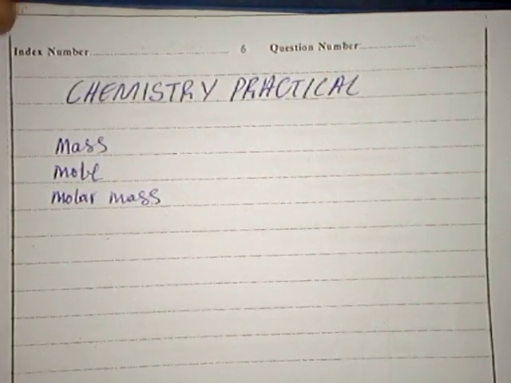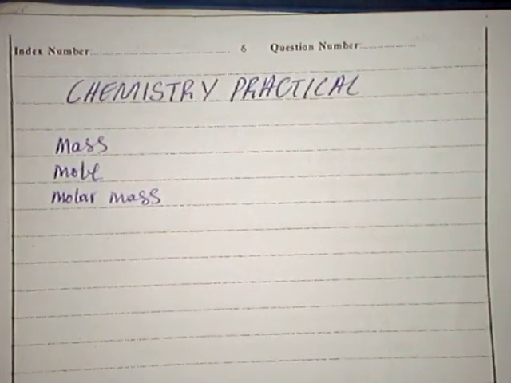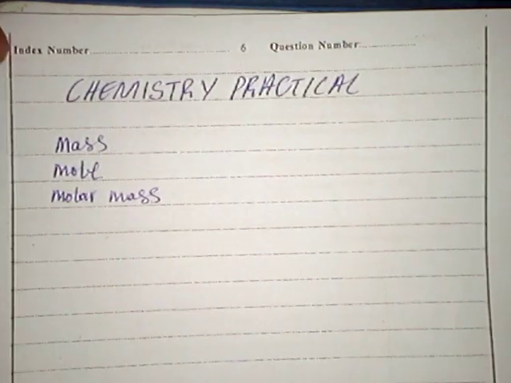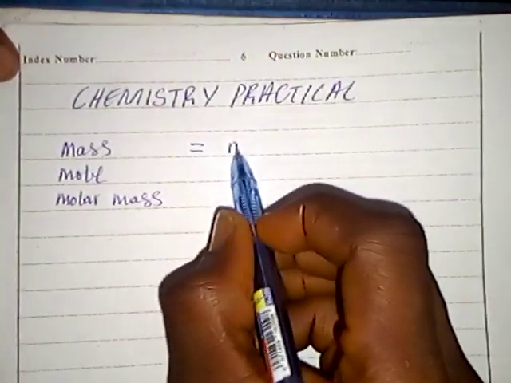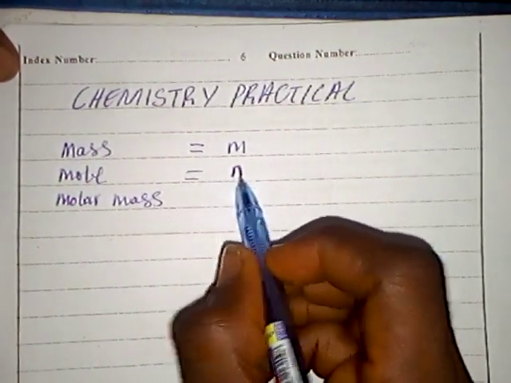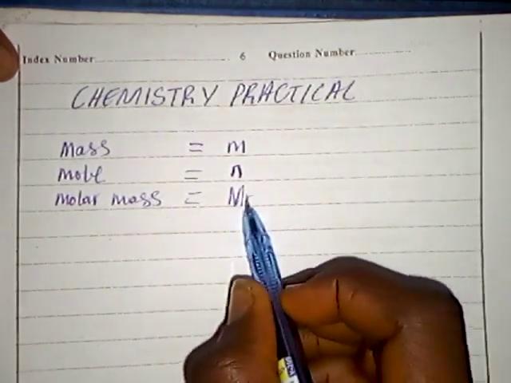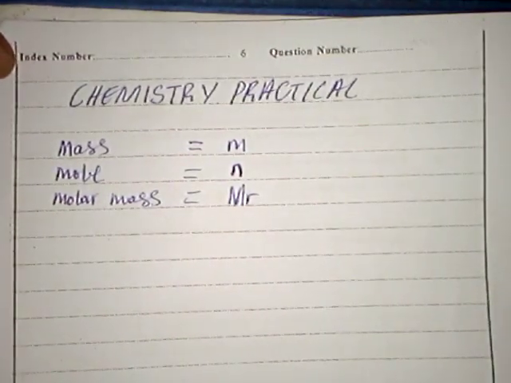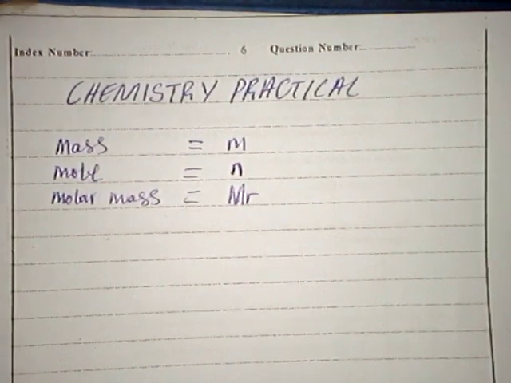Unit. Of course, based on our physics knowledge, we know that symbol and units are different, right? Good. Now let's see the symbol of mass. The symbol for mass is just small m. The symbol for mole is small n. And the symbol for molar mass is capital MR. These are their symbols. Please take note of these symbols because they are useful as we proceed, right?